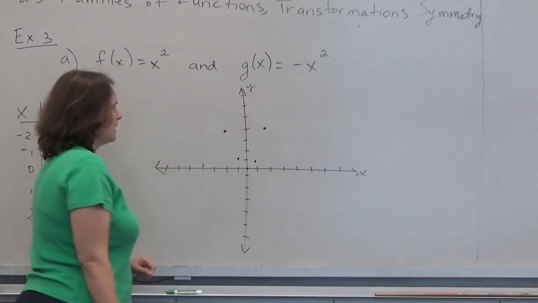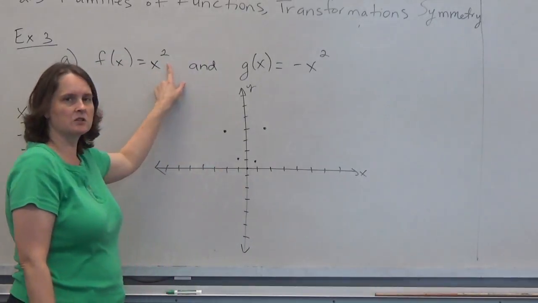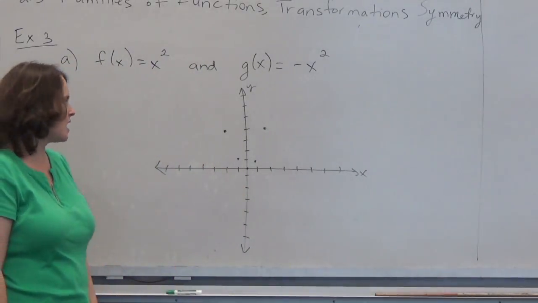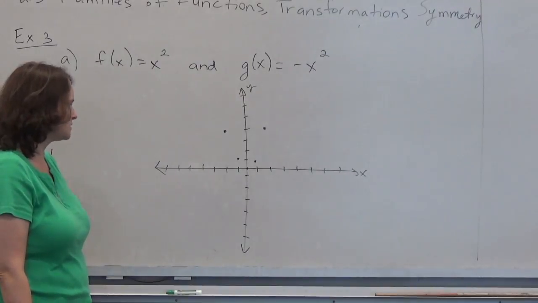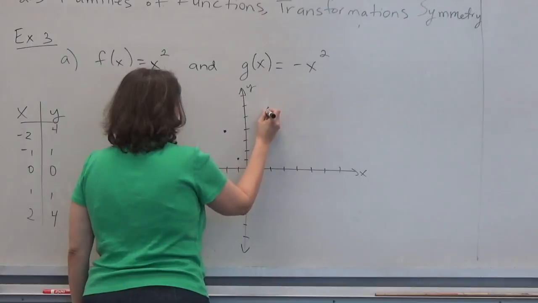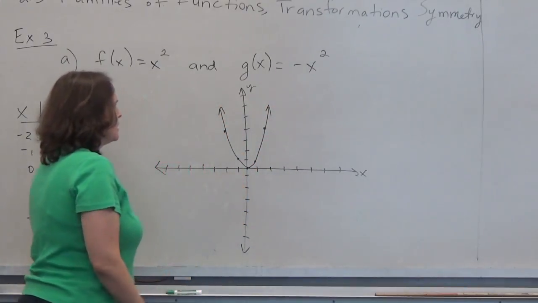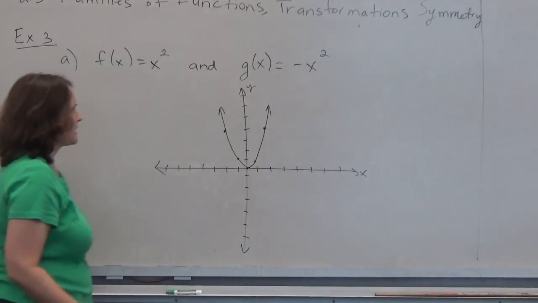All right. Again, how do you connect these dots? You look at the type of function you have. This is an x squared function. They need to be a curve, definitely not straight lines. So we're going to connect these, creating a parabola centered at the origin. So that's our x squared function. All right. So this is f of x.